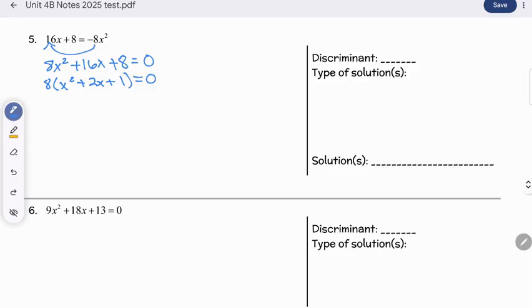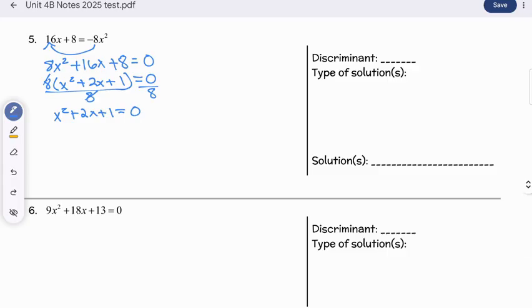All right, and now what I can do to make my life a whole lot easier is divide both of these by 8. This is going to give me a 1. 0 divided by 8 is 0. So now I have x squared plus 2x plus 1 equals 0. That's a whole lot nicer to work with, isn't it?